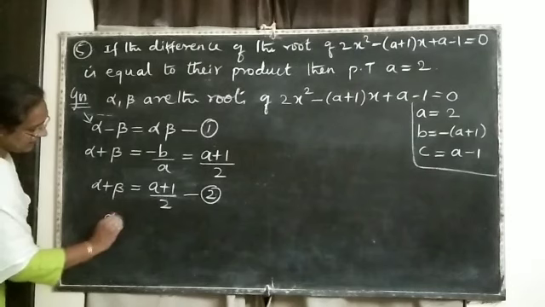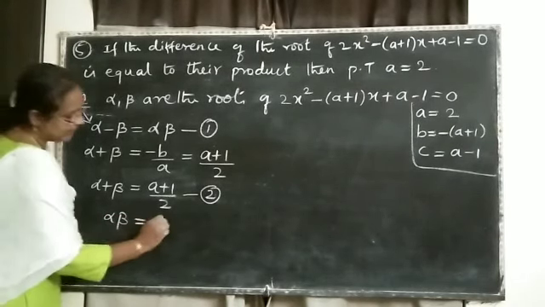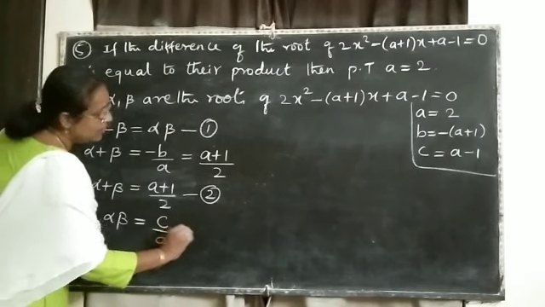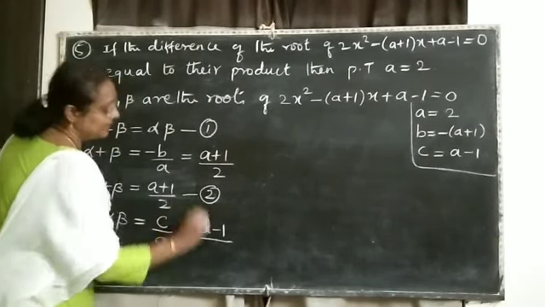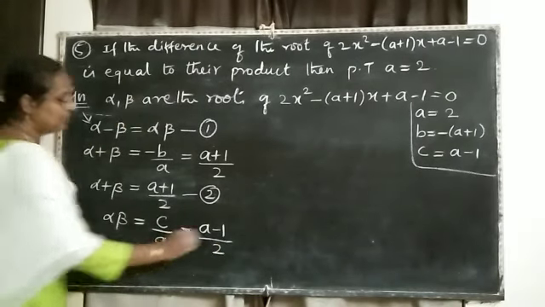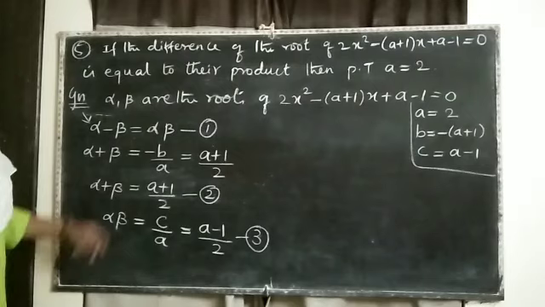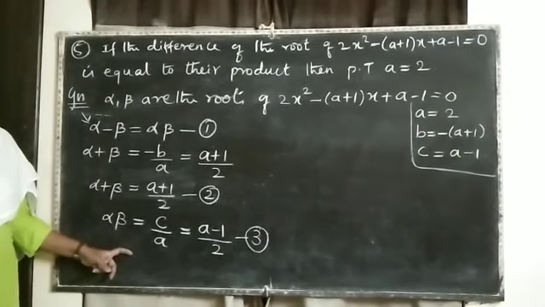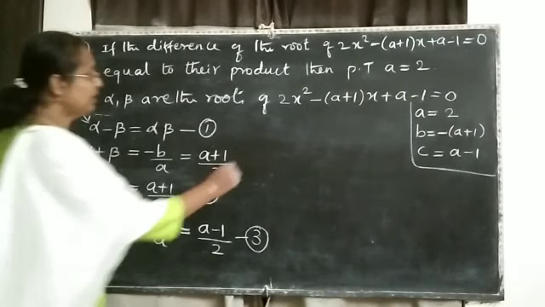Okay. Now the other one, alpha beta. The product of the roots, alpha beta, is equal to c divided by a, which is equal to a minus 1 divided by 2. This is the third one. Now look into this. We are going to make some modifications in order to prove the result a is equal to 2.